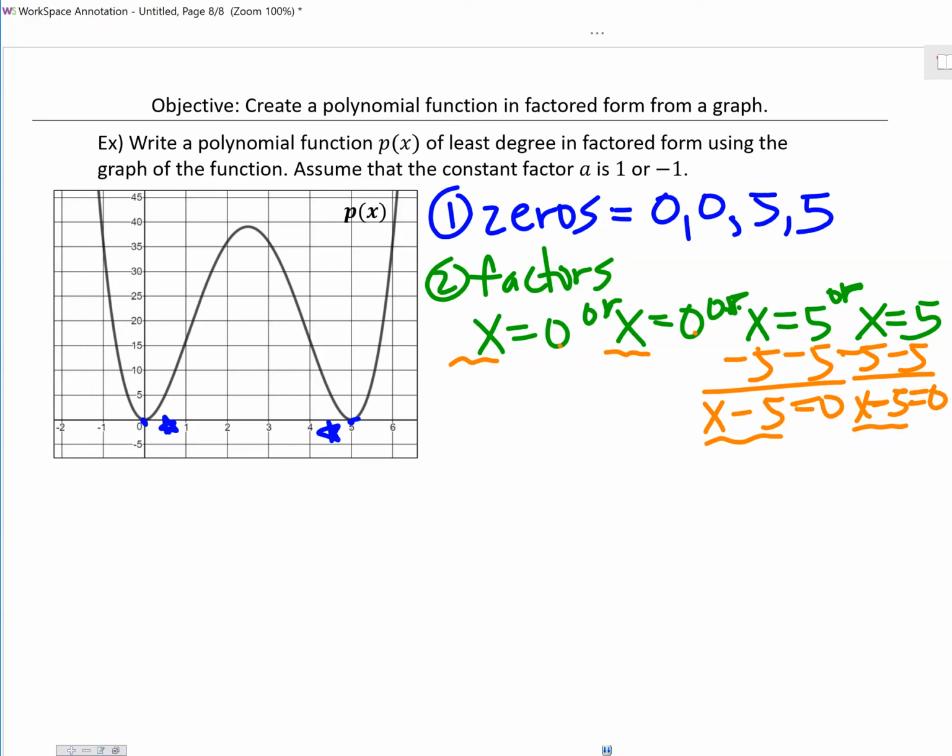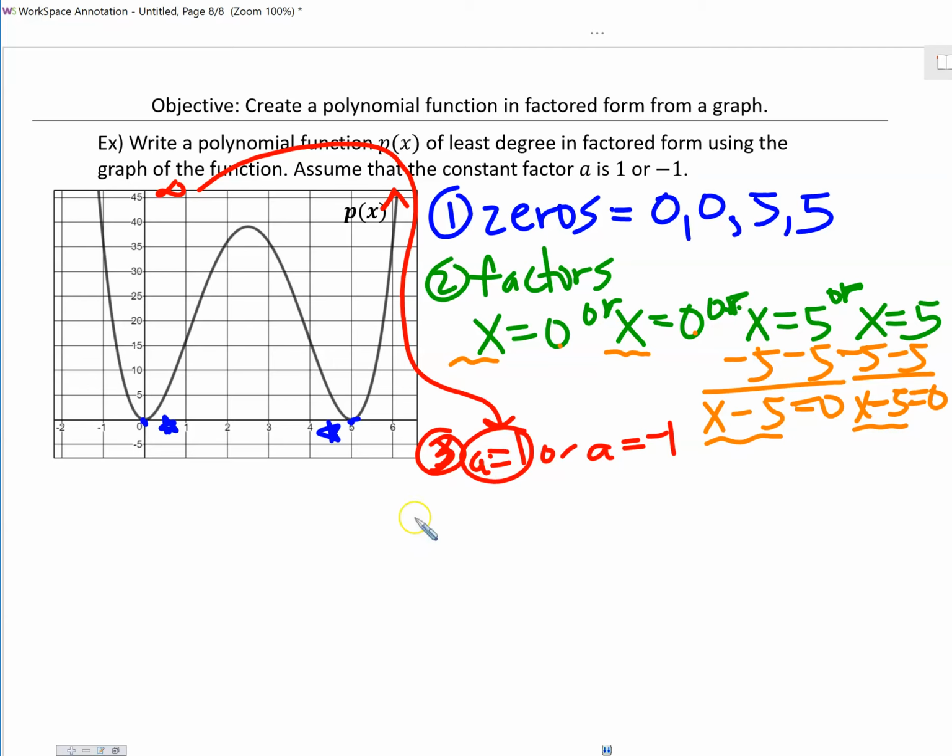All right, so we also need our a value. Is a equal to 1 or negative 1? And again, that's from our end behavior. Look at our right end. Our right end is heading up, so that means it's heading to positive infinity. Therefore, we're going to use our positive 1 for our a value.